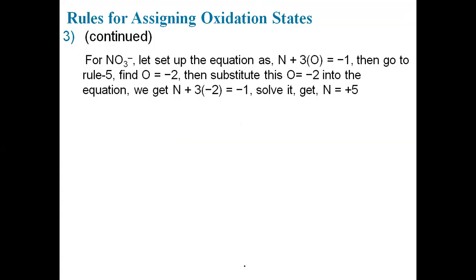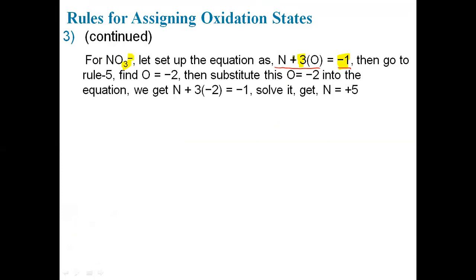If you have those polyatomic ions, for example, nitrate, you will set up the equation like this, so that equals -1. And where do those numbers come from? This 3 comes from this 3. This -1 comes from this -1.